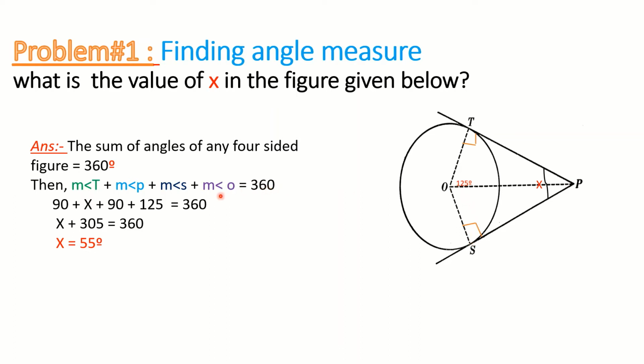By substituting the given values, angle T is 90, angle P is x, angle S is 90, and angle O is 125 degrees, is equal to 360. Then simplifying this sum, 90 plus 90 plus 125 is 305, so x plus 305 is equal to 360. Then solving for x, you will get 55 degrees.